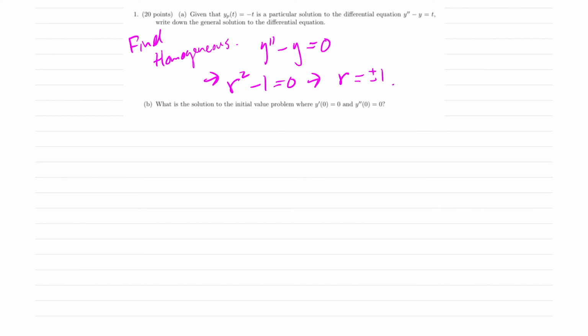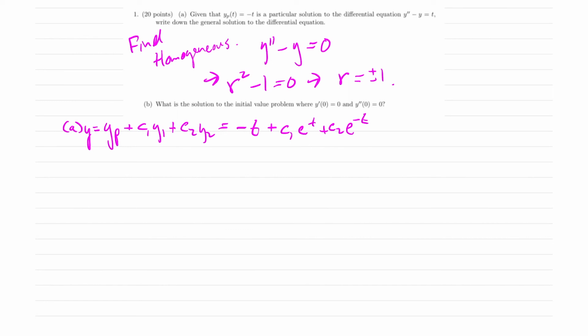So for part A, the solution that we're getting is the particular solution plus c1 times y1 plus c2 times y2, and this is the general solution y. So y sub p is negative t, which we were already given, plus c1 times e to the t plus c2 times e to the minus t.